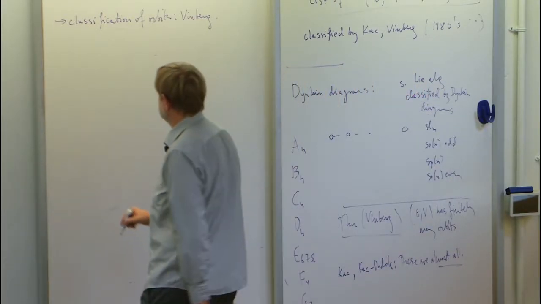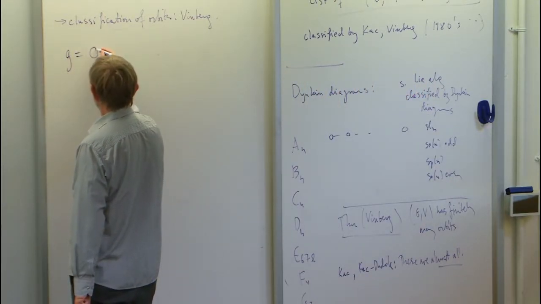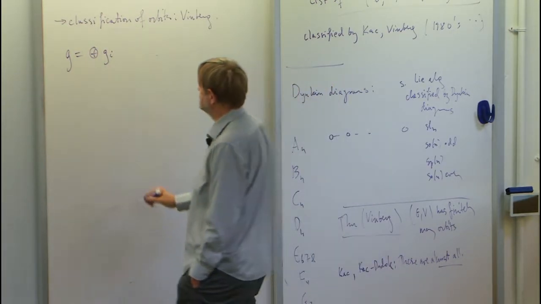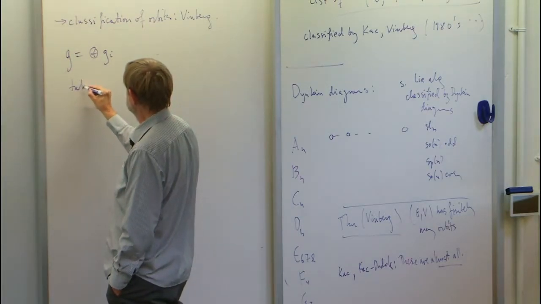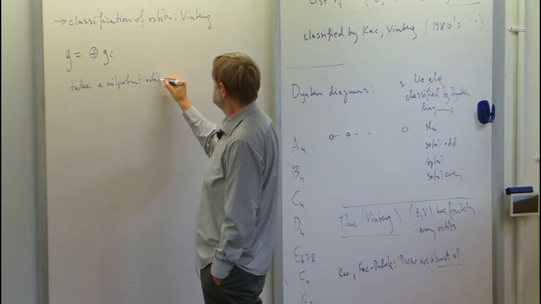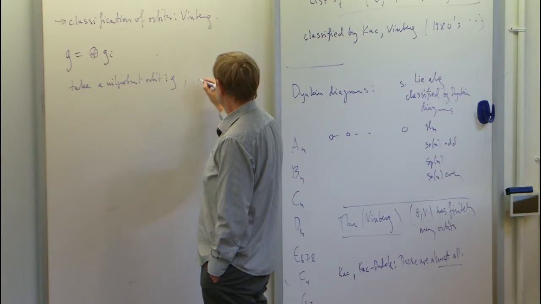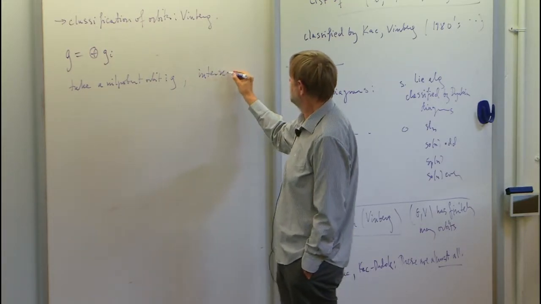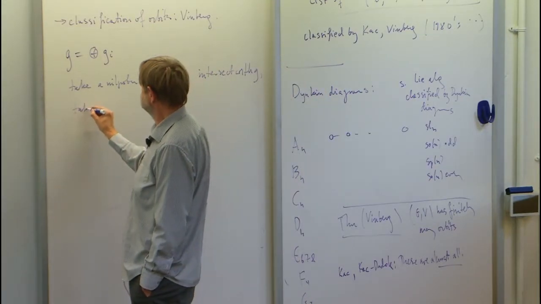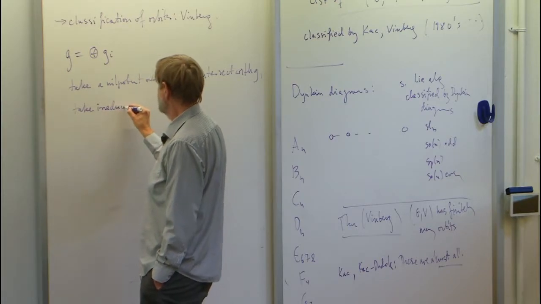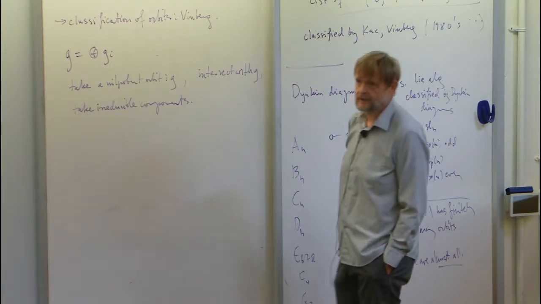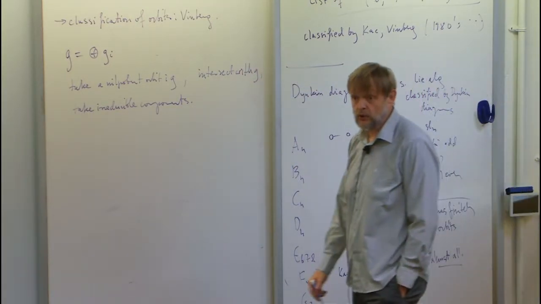One, he just said that basically you have this G equals the sum of the Gi, the easy description, but not easy to work with in practice. You just take a nilpotent orbit in G, intersect with G1, and take irreducible components. Right? So this way you get all the orbits.